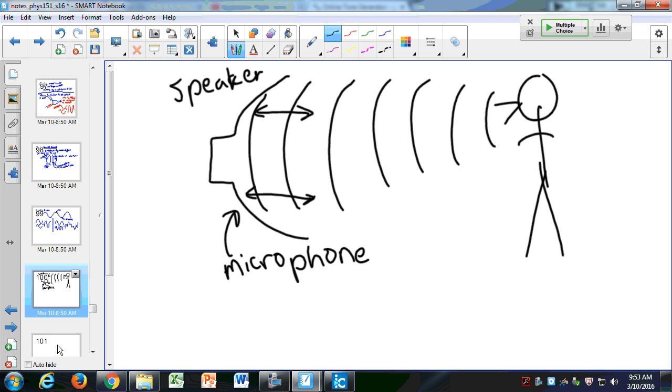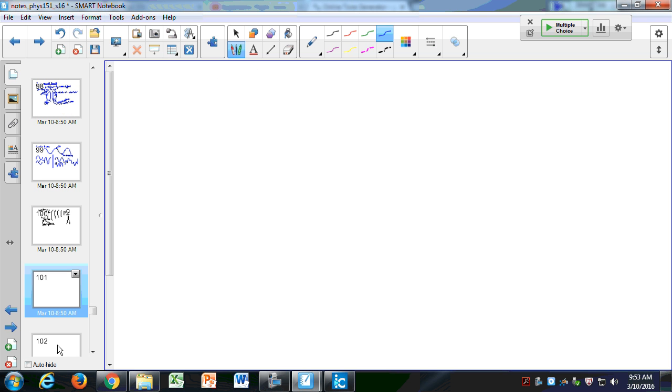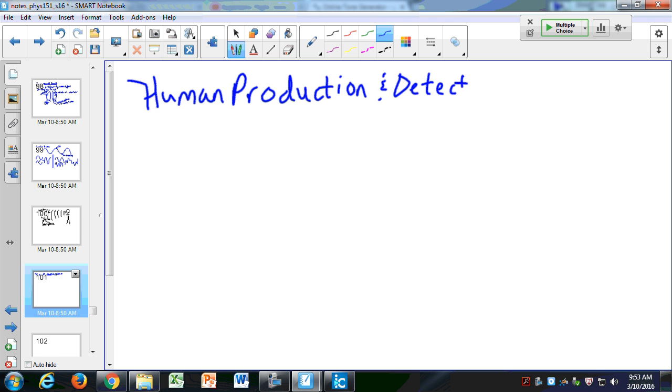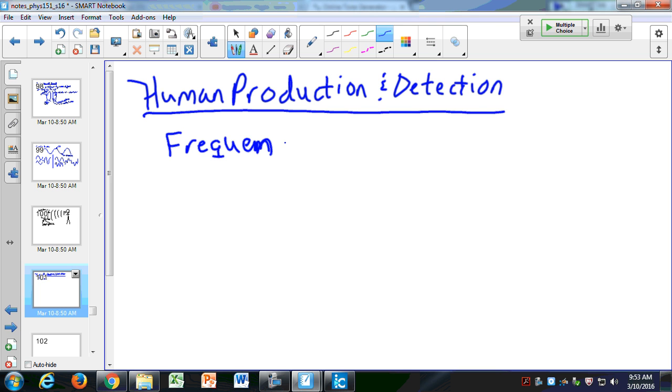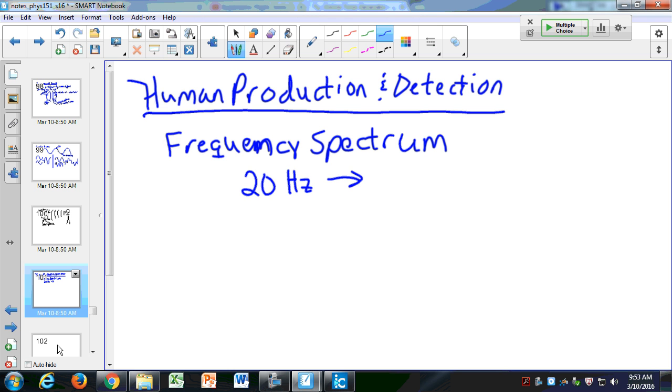All right, let's look at human production and detection of sound. So we're moving now into the second part of the chapter, the human production and detection of sound, or the biological applications. We'll look at your vocal cords and how they work. We'll also look at the ear and how it works, both as a microphone, but then also in the electrical signal that it sends to your brain. But first of all, we have a frequency spectrum that humans can hear over. It's not the same for every human, but it's pretty close. There's a picture of it in your book. But it goes from about 20 hertz to about 20,000 hertz.